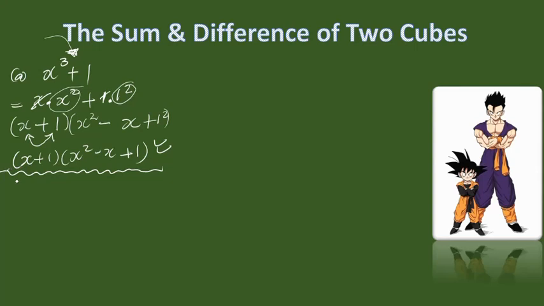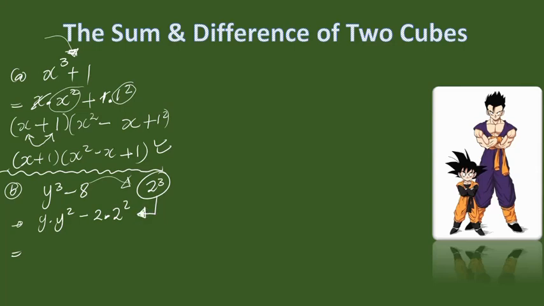Another one. B. This one I'm going to do faster. Let's say you have y raised to 3 minus 8. You're going to say y multiplied by y squared minus 2 multiplied by 2 squared. That is how you get 8, right? So, how did we know this is 2 multiplied by 2 squared? Because 8 is the same as 2 raised to 3. And 2 raised to 3 is the same as 2 multiplied by 2 squared, right?